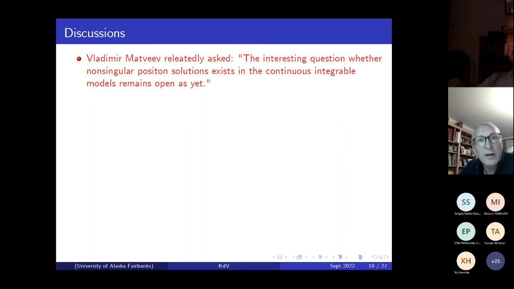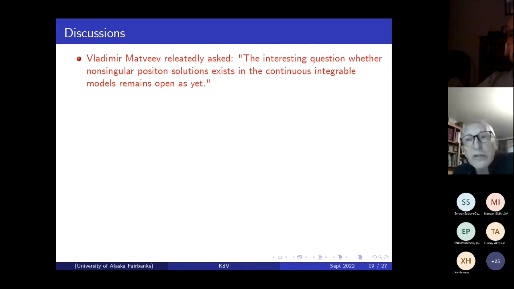Vladimir Matveev repeatedly asked the following question: the interesting question whether a non-singular positon solution exists in continuous integrable models remains open as yet. What this question actually asks is this: a positon solution is a solution that corresponds to a positive bound state, or embedded bound state. That's why it's called positon. And until recently, positon solutions were studied, but that solution was highly singular. It has a moving double pole singularity on the real line.